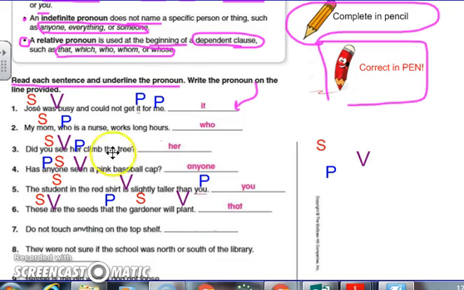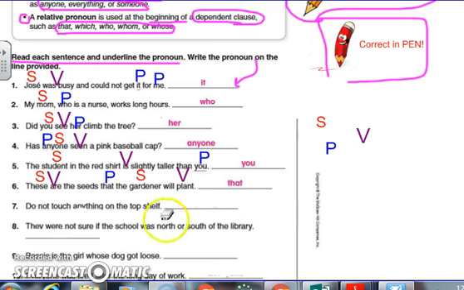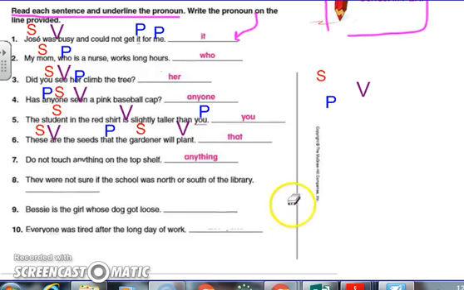All right, so I know that could be anyone or anything, right? So let's go ahead and reveal if that was right. Yes. Number 8, they were not sure if the school was north or south of the library. Who or what? Well, they, but it's also a pronoun because I know they could be a pronoun. We're not sure could be the verb. If the school was north or south of the library. Well, what do I think is the pronoun there? They. And I guess we should have been underlining all of those, but my eraser doesn't work the greatest, does it?